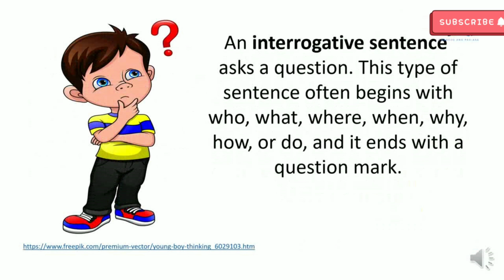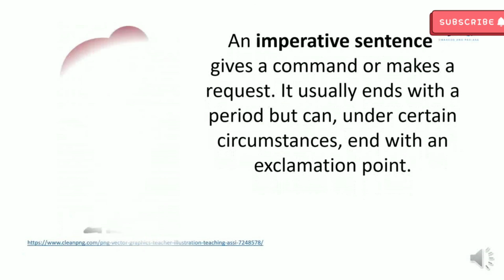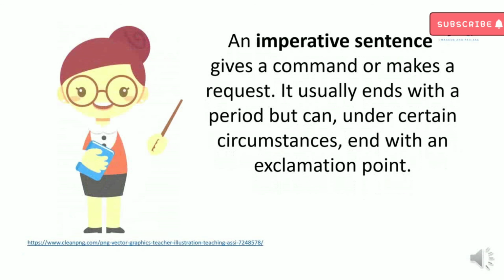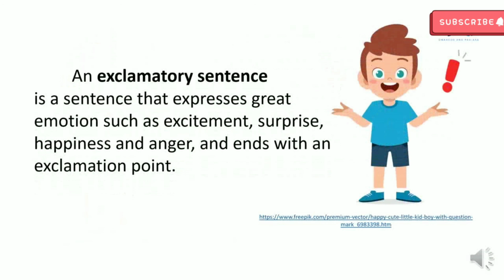An imperative sentence gives a command or makes a request. It usually ends with a period but can, under certain circumstances, end with an exclamation point. An exclamatory sentence is a sentence that expresses great emotion such as excitement, surprise, happiness, and anger, and ends with an exclamation point.